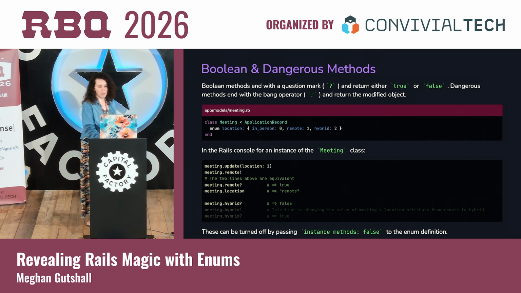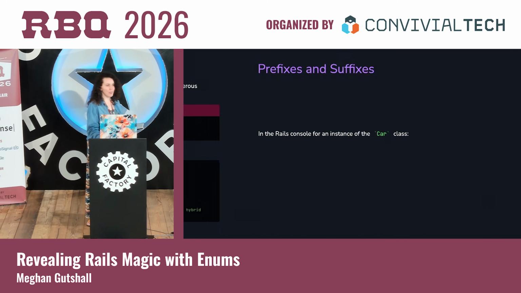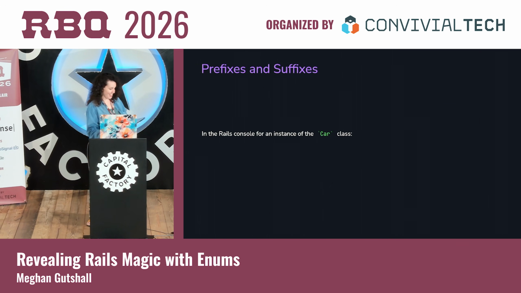Meeting.hybrid with the question mark returns false. But if we put meeting.hybrid with the bang operator, that's now switching the value. So when we call meeting.hybrid with the question mark, it returns true. These can be turned off by passing instance methods false to that enum definition in the model. But you're getting them for free. Why would you do that, you know?